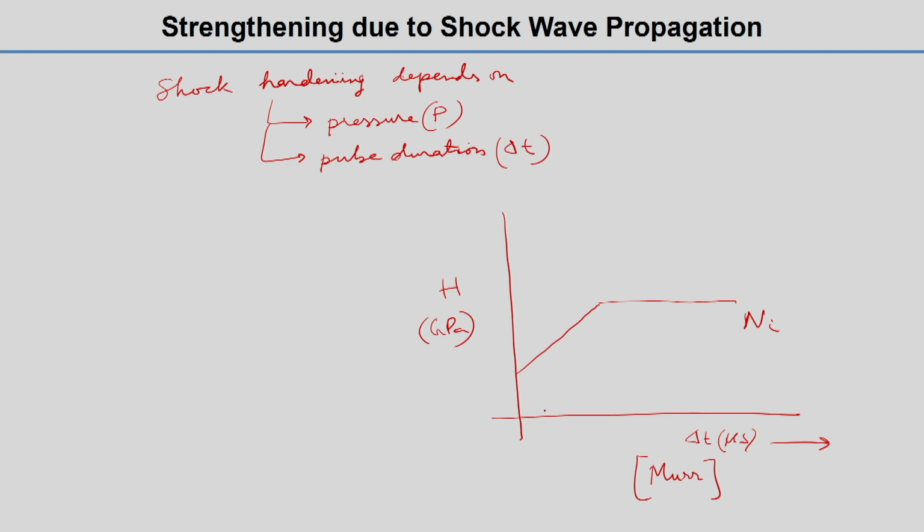So, what you can see is, in this range, generally for most of the materials, let us say this is below 1 microsecond, and the other range is this one, that means let us say from 1 to 10 microseconds. For 1 to 10 microseconds, there is not much variation of the hardness, but below 1 microsecond the variation is significant.